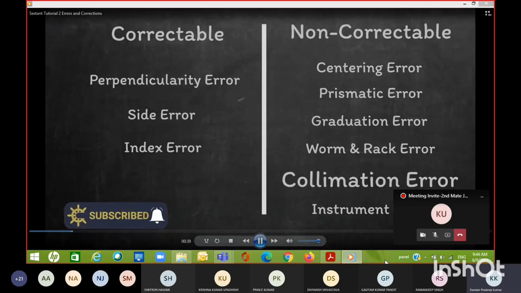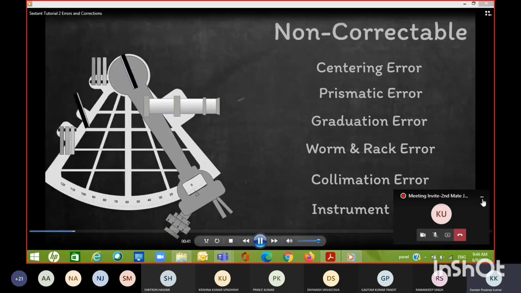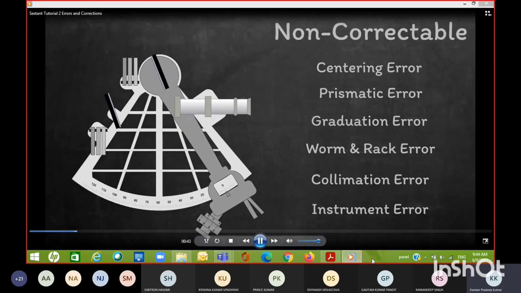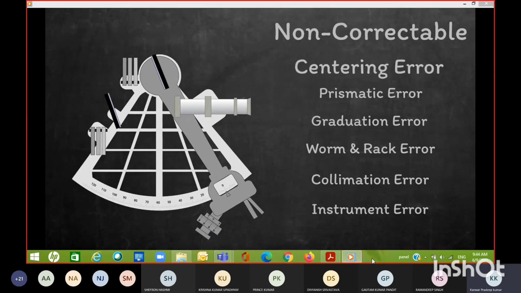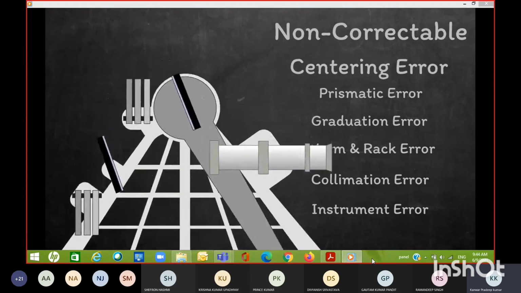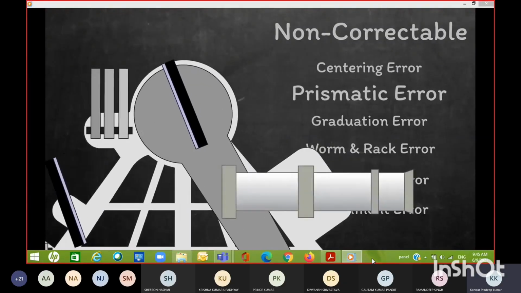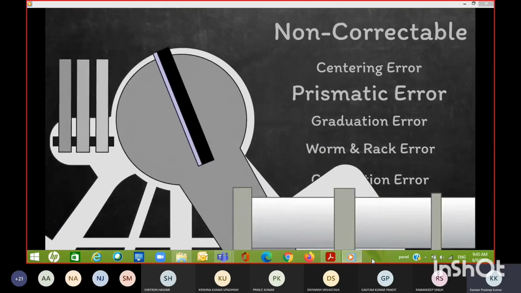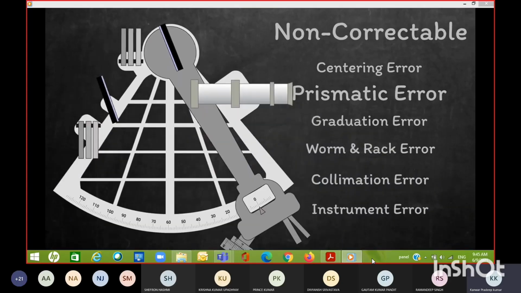Non-correctable errors nowadays. Let's start by looking at the non-correctable errors. We'll just go through quickly as you can't correct for them anyway. Centering error, this is when the pivot point of the index arm is not perfectly aligned with the center of the instrument. Prismatic error is when the two planes of the mirrors or shades are not parallel to each other. Shade error is the same thing, but it's for the shades, and it causes a slight deflection in the ray of light as it passes through the glass pane.